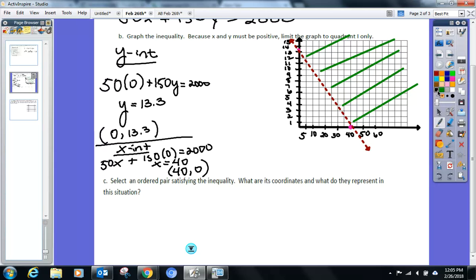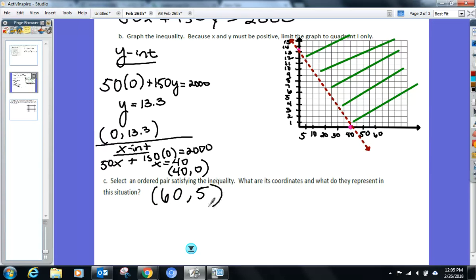What do you want, Pat? 60 and 5. Yep, that looks good. 60 and 5. 65 is in there? Absolutely. All right, what's that mean? Pat gave me 60 and 5. What's the x coordinate again? What did we call x? So 60 children and what's the 5? 5 adults would overload the elevator.